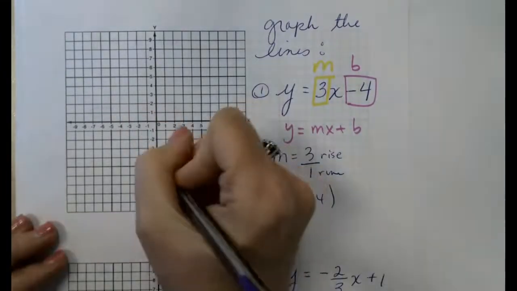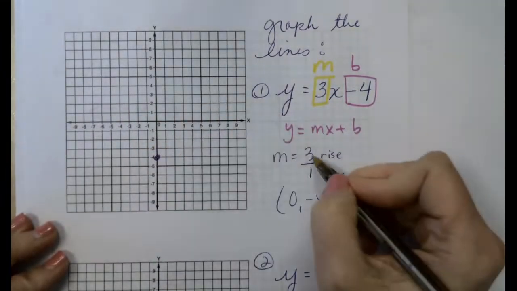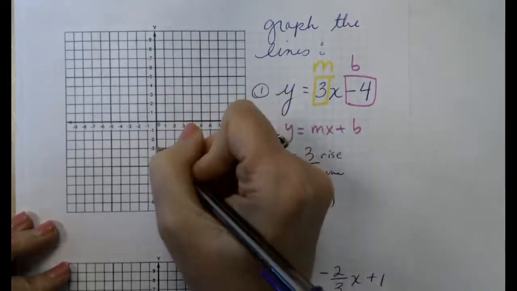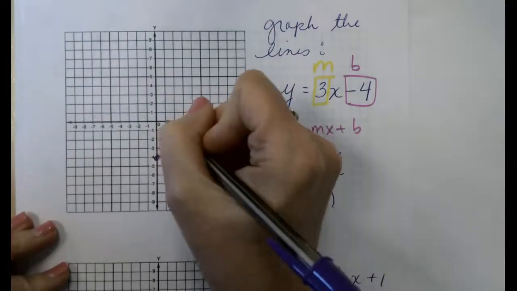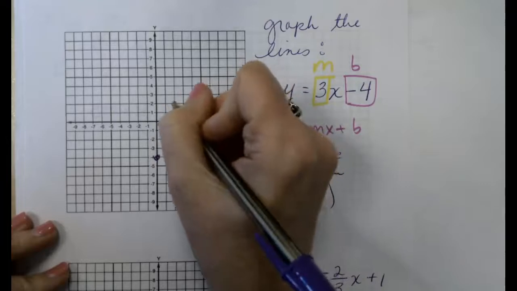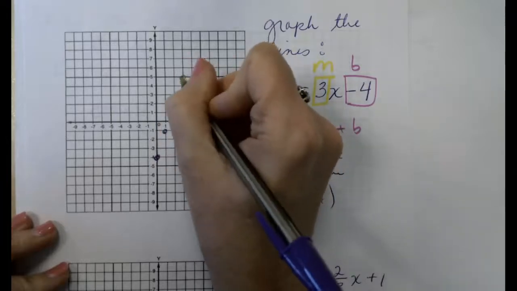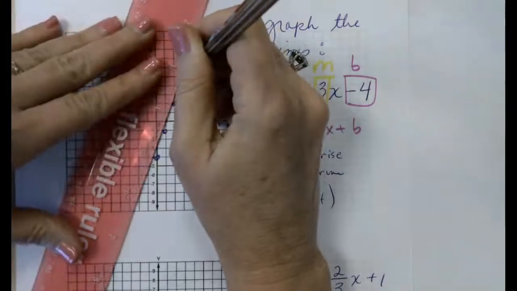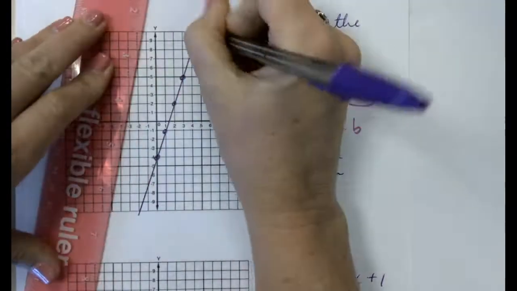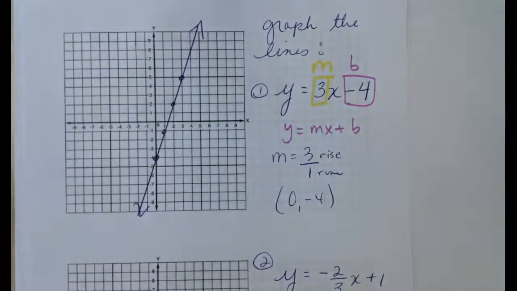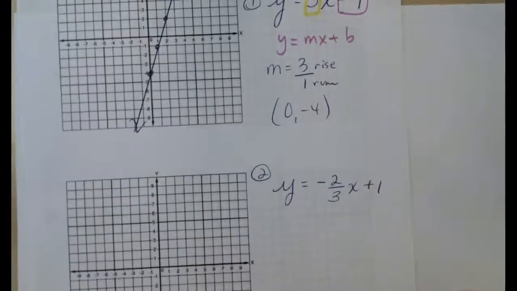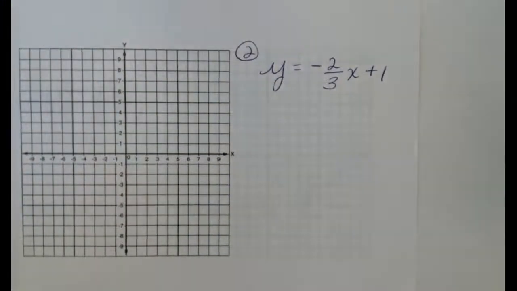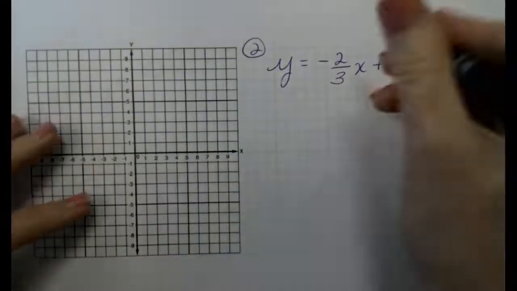So let's plot that point. And let's rise and run to plot more points. So up 1, 2, 3 over 1. Up 1, 2, 3 over 1. It's a positive slope, so this is an increasing function. That is why it's going up the hill. That's number 1.